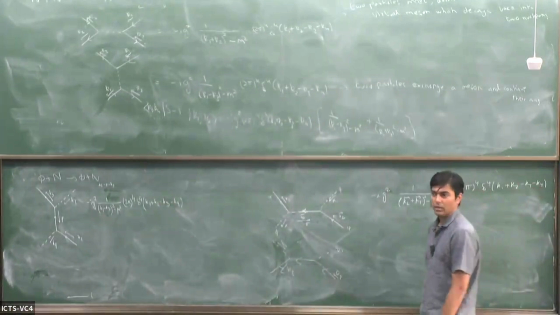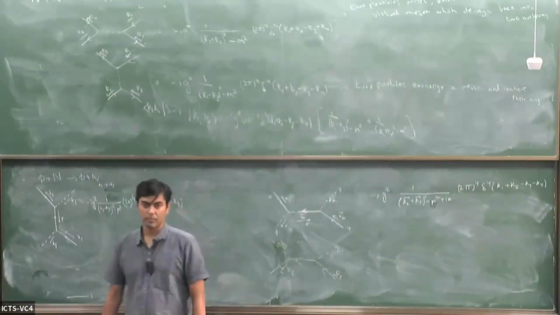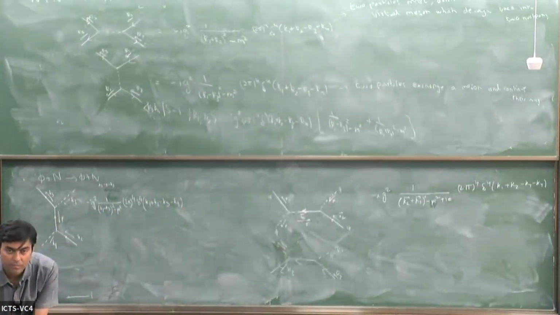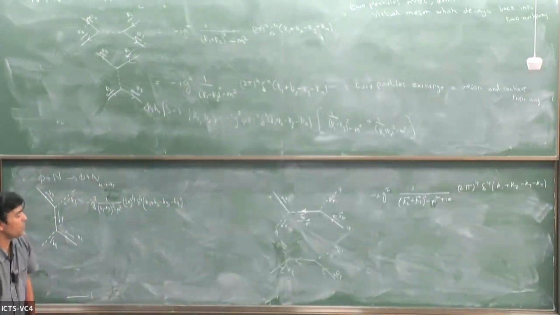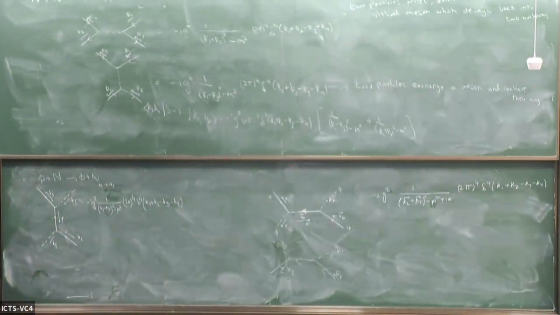Okay. Are there any other questions? You have a question? What is the maximum number of processes? You just have to see how many diagrams you can draw. How do you know if there's one diagram or two diagrams or three diagrams? You don't know ahead of time. You have to draw the diagrams and see what there are.